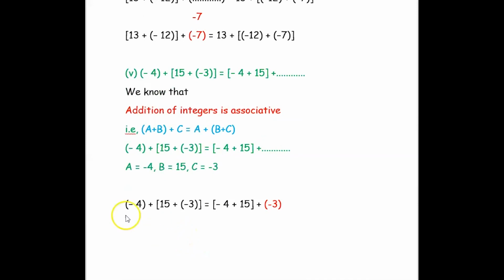Hope you have understood how to find the missing integers based on the given question, and also that addition of integers is associative and commutative.